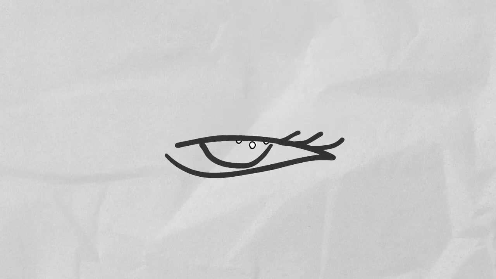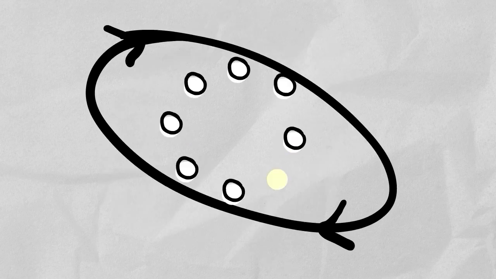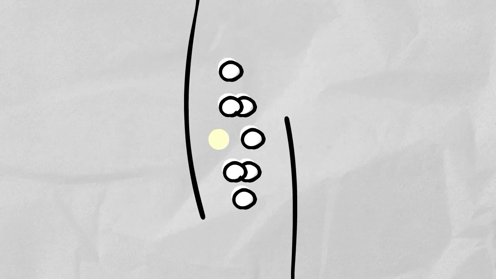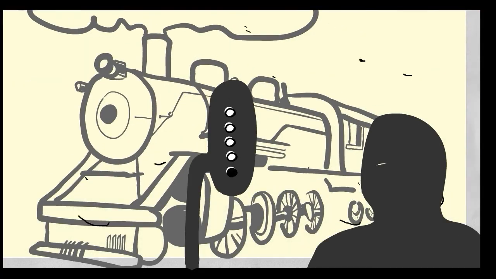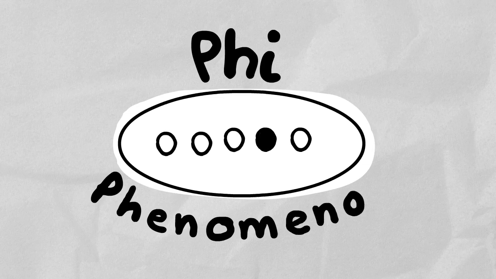Let's take a look at what's happening here for a while. What can you see? Do you see light moving across this arrangement? If so, you're seeing exactly what Max Wertheimer saw on a railway signal more than 100 years ago. This is an exhibit of the phi phenomenon.